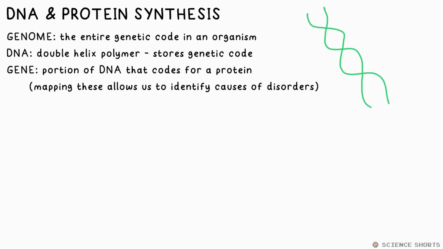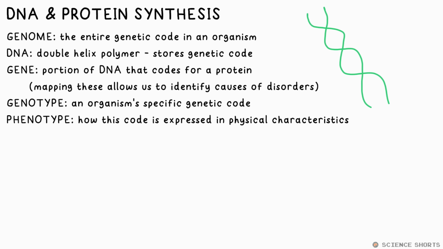The Human Genome Project completed its initial goal in 2003 when scientists mapped out what every gene is responsible for coding. This is powerful because it can help us identify what genes cause diseases or inherited disorders. Genotype is the term given to what specific code is stored in an organism, while phenotype is how that code is expressed in your characteristics, what proteins are made, and that affects your physiology.